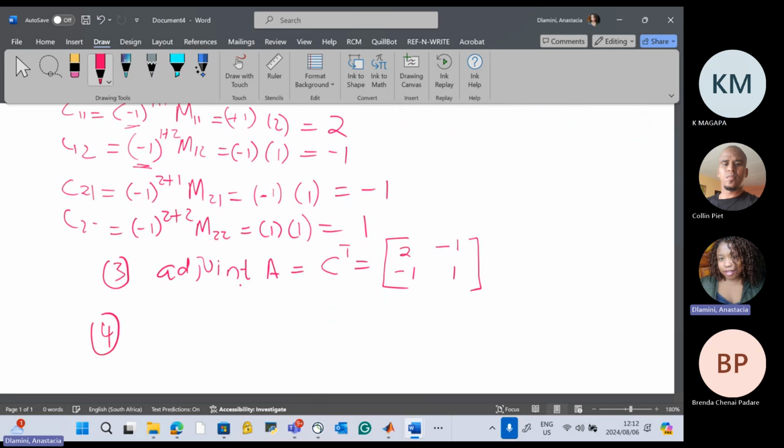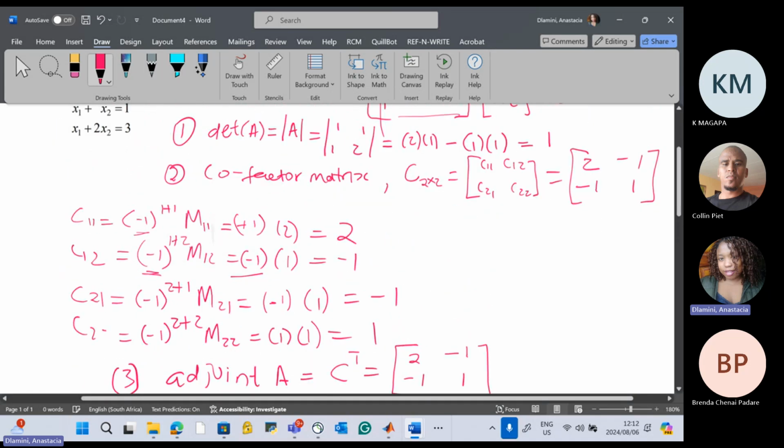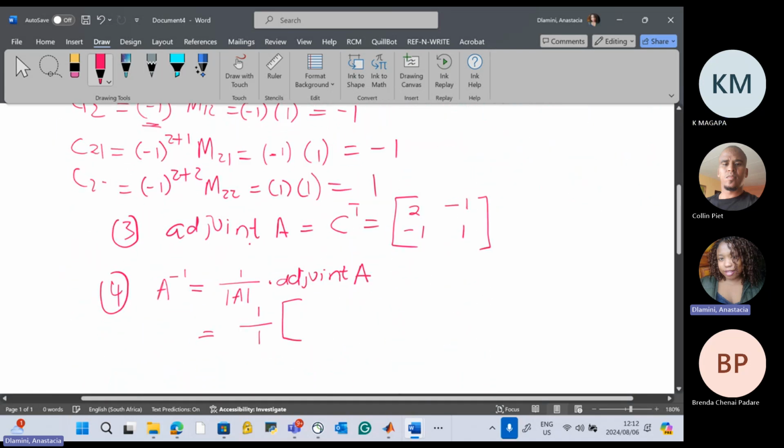Then number 4, what do we do? Then we use the formula that says the inverse of A is equal to 1 over the determinant of A times the adjoint of A. Well done. So this is equal to 1 over the determinant, which was what? Was 1. 1 times the adjoint, which is this one.